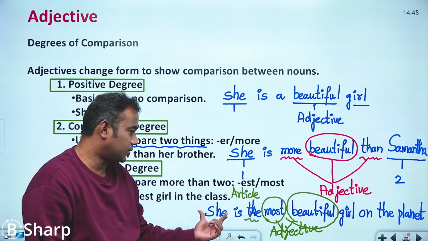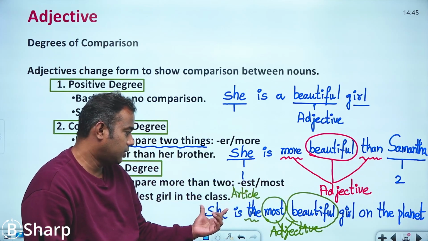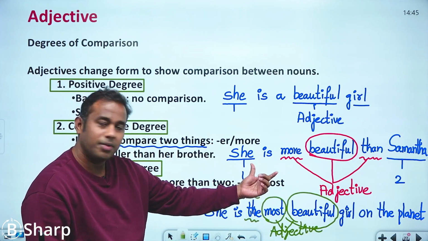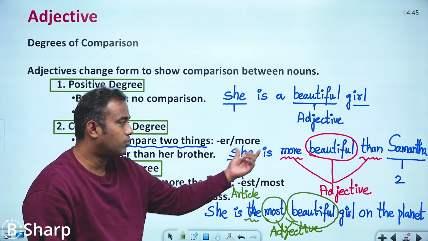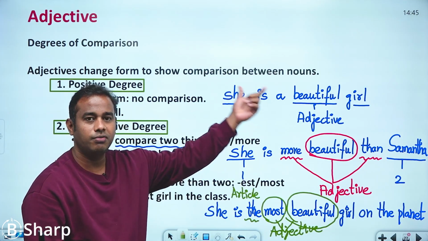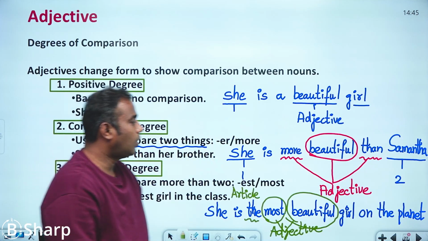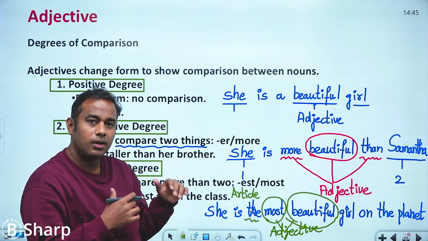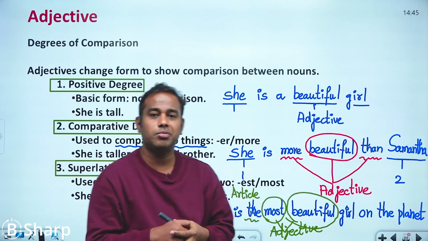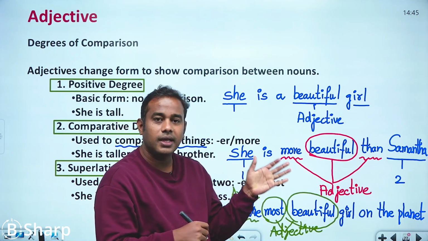Okay, so she is the girl on the planet. She is the most beautiful girl on the planet. She is Samantha. Okay, she is more beautiful than Samantha. She is a girl. She is a beautiful girl. Right, so now you know the details of the noun. What do I mean by details of the noun? Now you know that the girl is very beautiful.